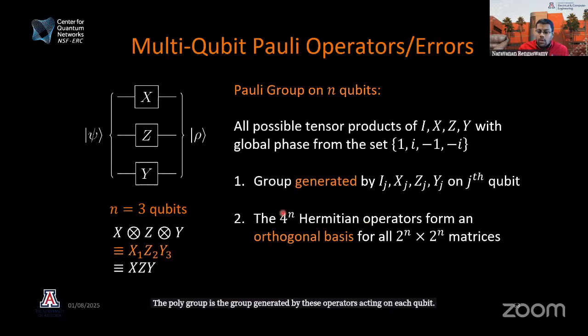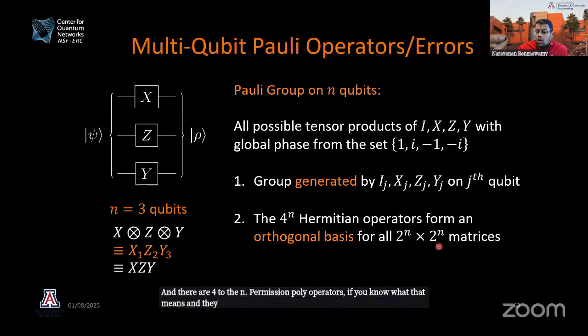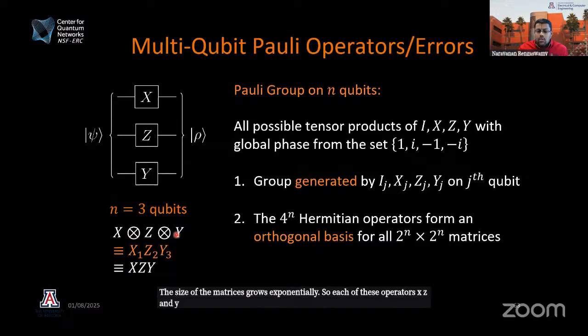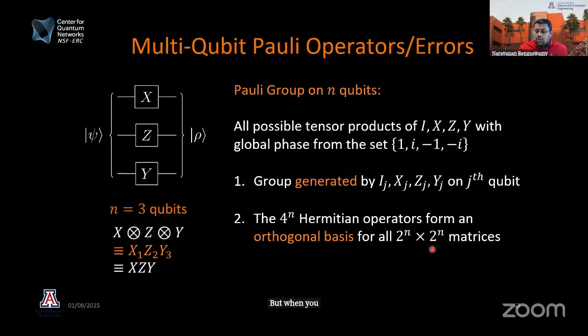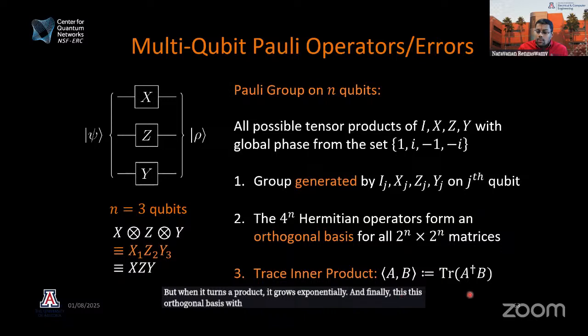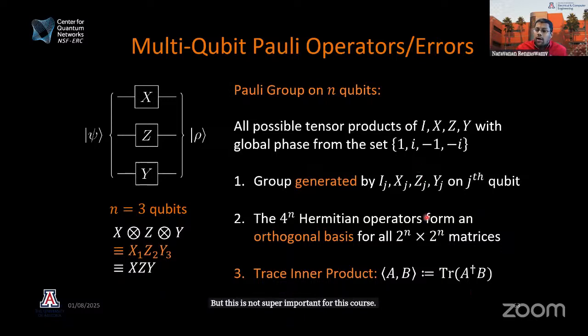And there are 4 to the n Hermitian Pauli operators, if you know what that means. And they form an orthogonal basis for all square 2 to the n by 2 to the n matrices. So when you do these tensor products, the size of the matrices grows exponentially. Each of these operators, X, Z, and Y, will be 2 by 2 matrices, but when you tensor product, it grows exponentially. And finally, this is an orthogonal basis with respect to the trace inner product, but this is not super important for this course. But these are important facts of the Pauli operators.